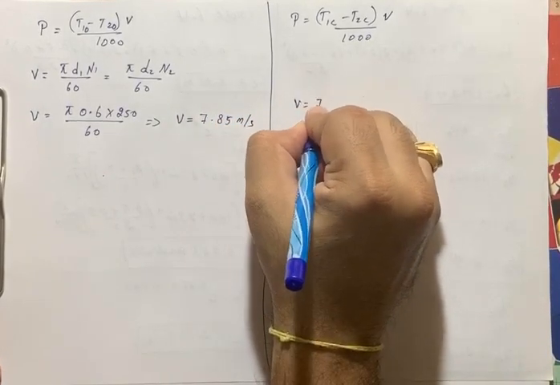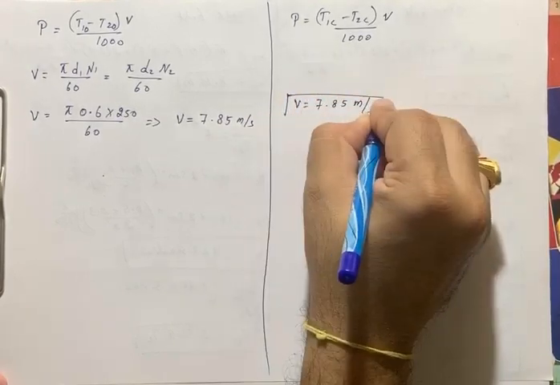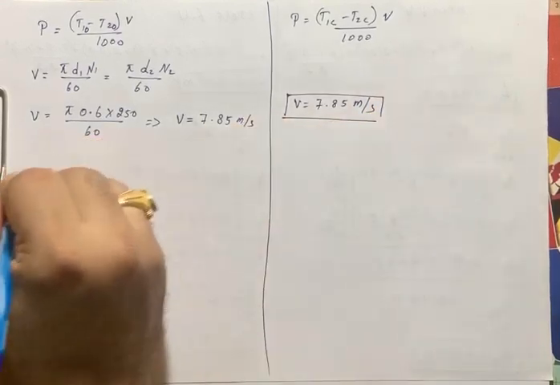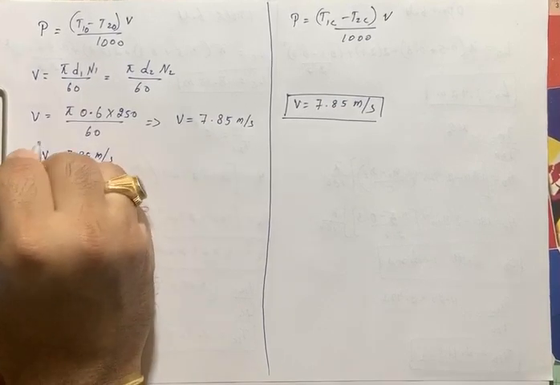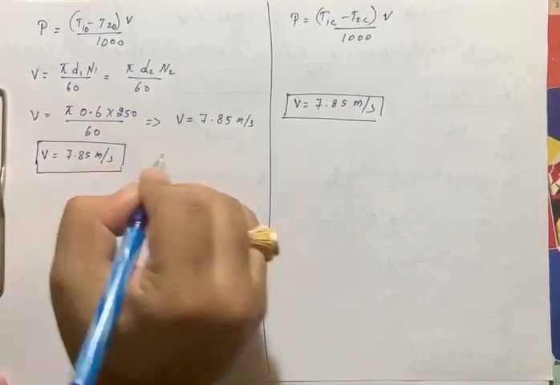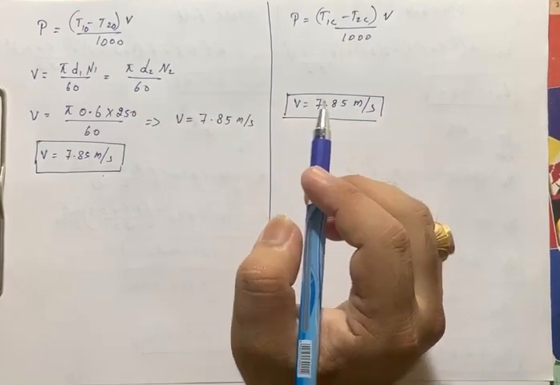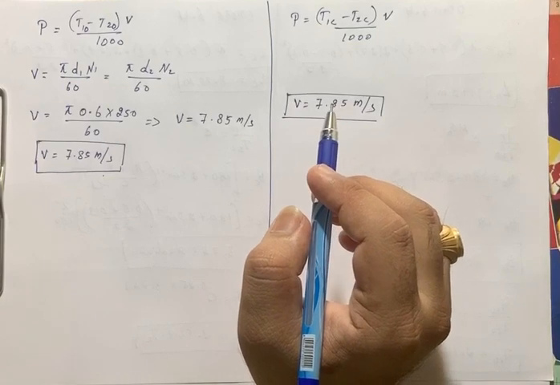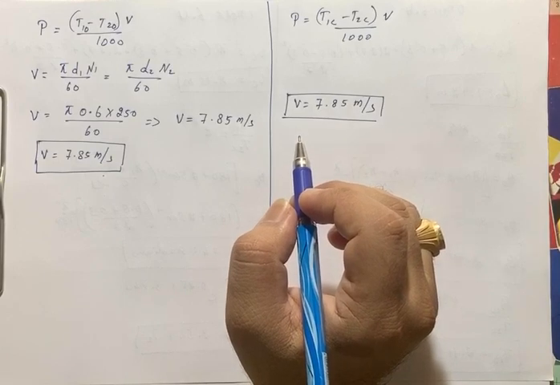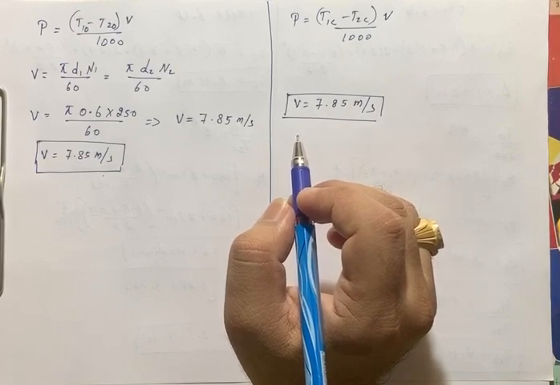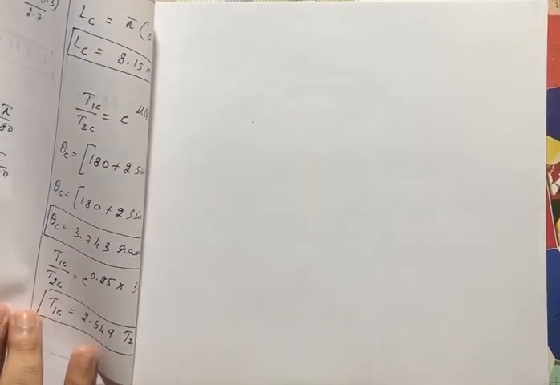The same we will get here also. V is equal to 7.85 meter per second. The value V will be the same for both the cases, because again we are not changing any diameter, we are not changing any speed. So, the V remains constant for both the cases. Now, after this, what we can do here is we need to substitute the values whatever we have obtained in this formula.